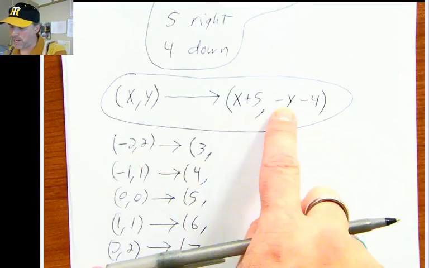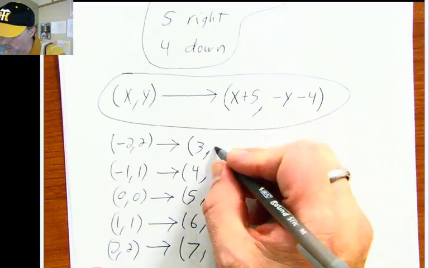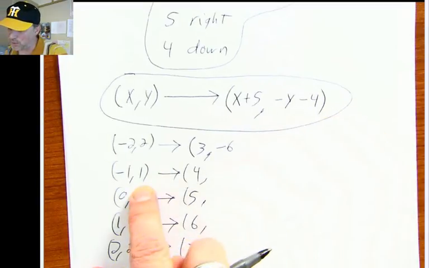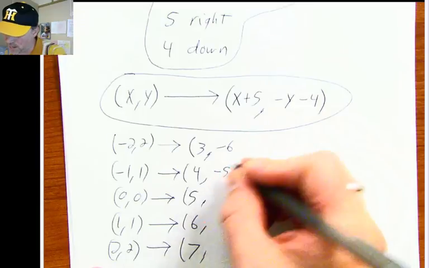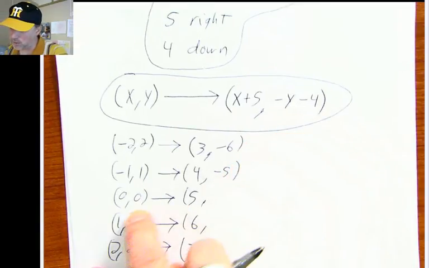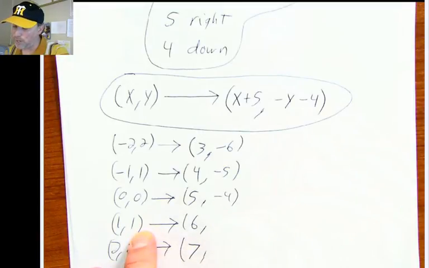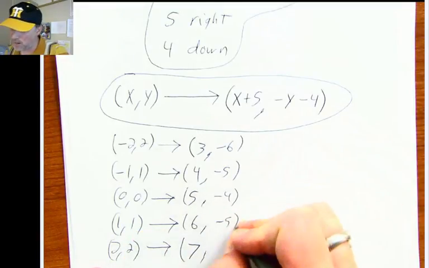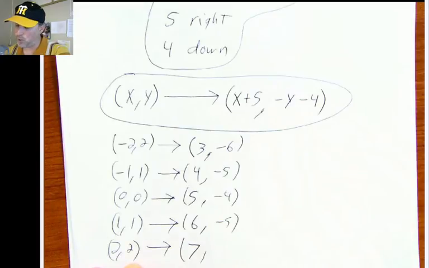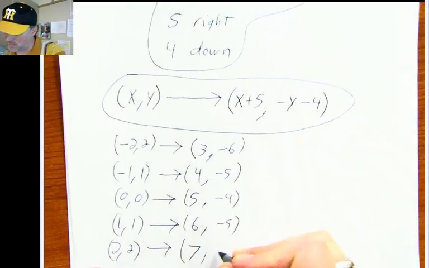Plug these in. Negative 2 minus 4 is negative 6. Negative 1 minus 4 is negative 5. 0 minus 4 is negative 4. Negative 1 minus 4 is negative 5. And negative 2 minus 4 is negative 6.